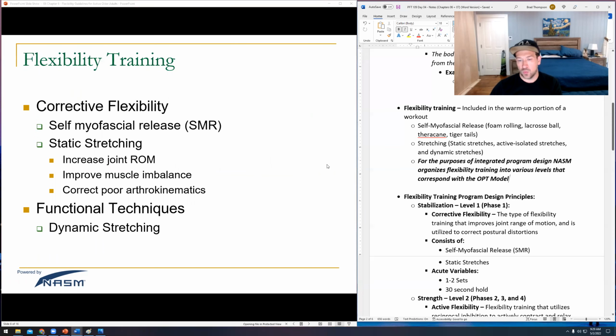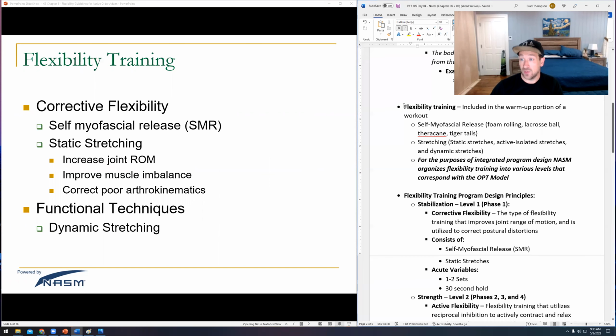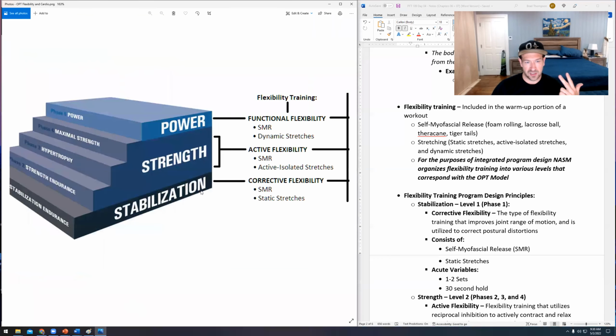As we're looking at this, we are going to break this down into 3 major categories. We've got the stabilization level, the strength level, and the power level. Now, in the stabilization level, go back to our little staircase here. You're going to be applying this as corrective flexibility.